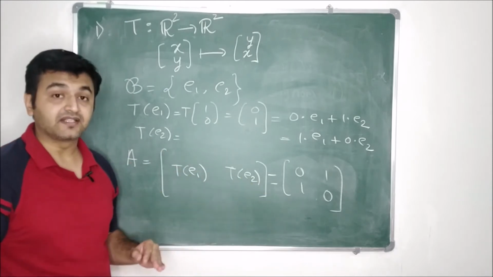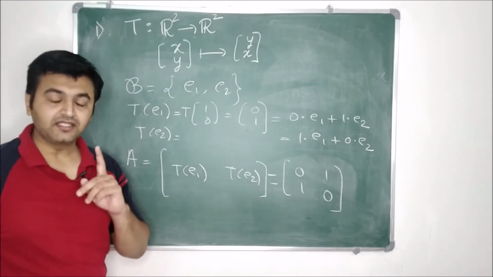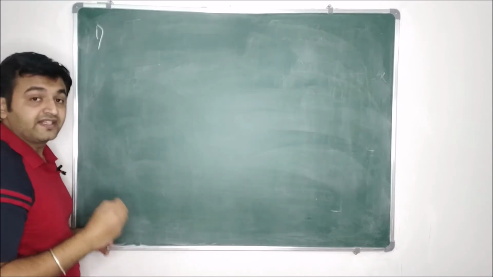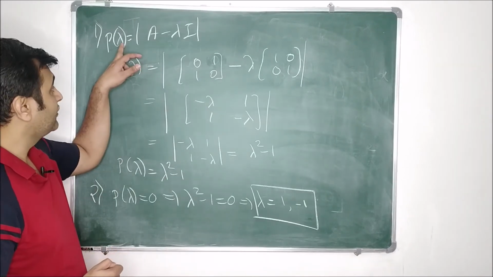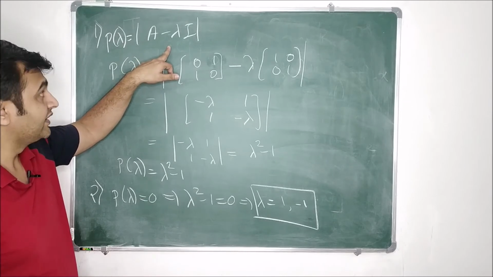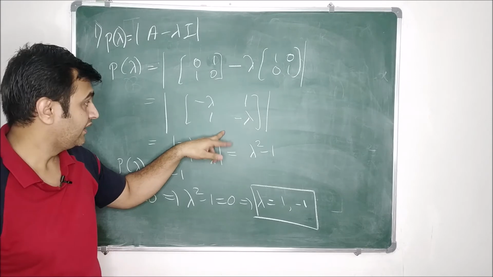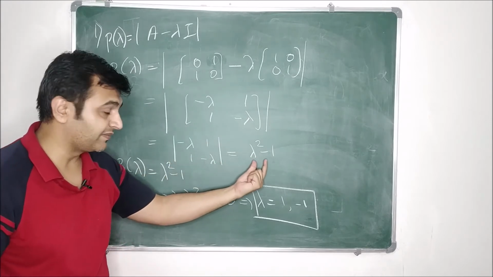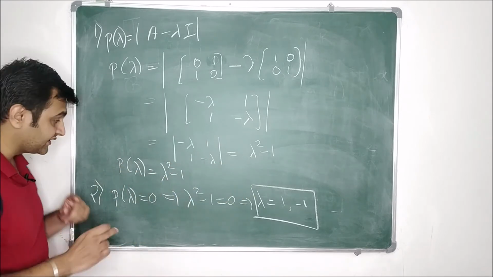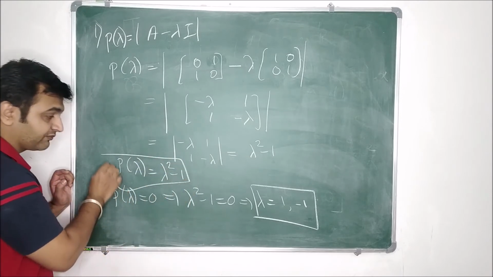Okay, so now we have a matrix. Now let's first find the characteristic polynomial. So how do you find the characteristic polynomial? P of lambda is the determinant of A minus lambda I. So A is here, minus lambda I. So you do the subtraction and you find the determinant of this, which is lambda squared minus 1. So what is the characteristic polynomial? This is the characteristic polynomial.